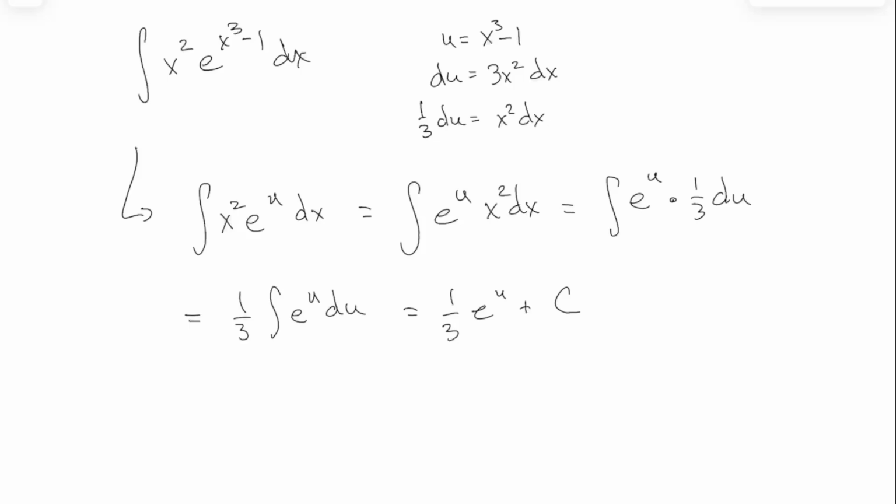Great. And now we just got to plug in the x's. So instead of u, we have x cubed minus 1, and that'll do it. So it's 1/3 e to the x cubed minus 1 plus c. There you go. You'll have some more practice with these ones on the homeworks, but I hope that seems all right.